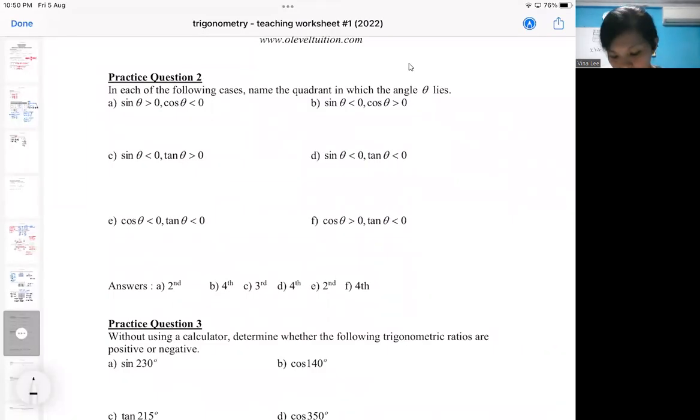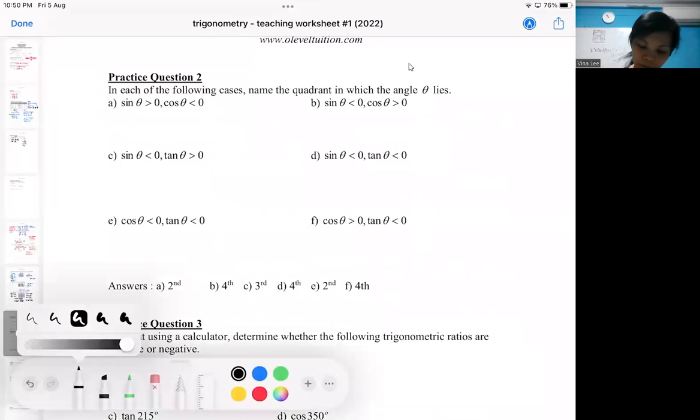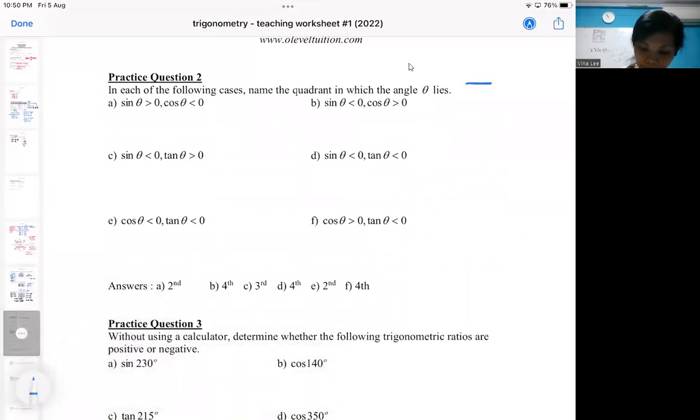Okay, so I'm going to go through these two practice questions to reinforce the idea of ASTC and also the basic angle. For practice question 2, we will be exploring the quadrant. The question is asking you, which quadrant are they trying to describe? Very simple. If you prefer to draw, then go ahead and draw ASTC.